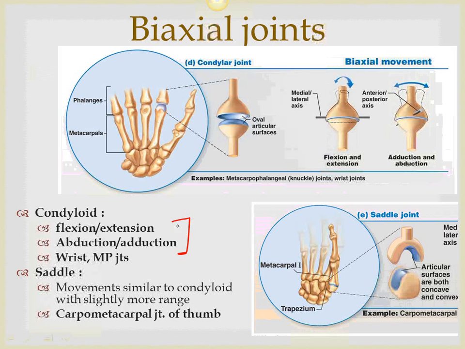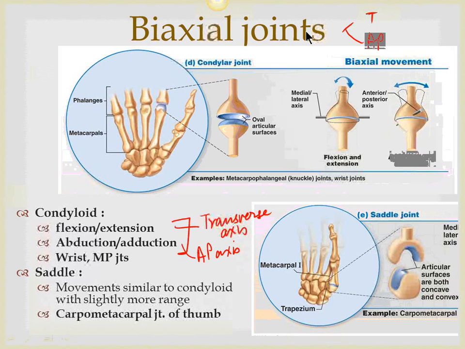If you remember, flexion, extension was along a transverse axis. And abduction, adduction was along an anteroposterior axis. So that's why it's biaxial, two axes, okay? Transverse and anteroposterior. And the joints we find in this are called condyloid joints. So there are kind of oval articular surfaces you can see. So this one is kind of raised and the other one is hollowed, but they're both oval.